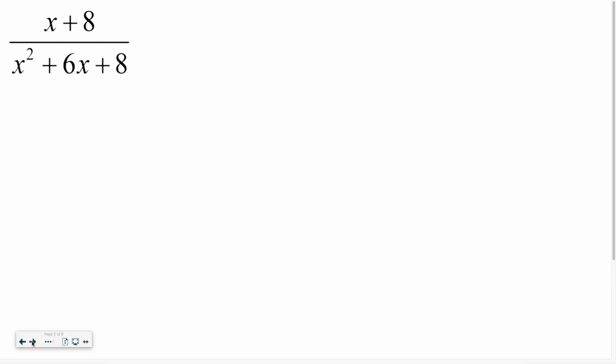Okay, so this was our problem of the day. x plus 8 over x squared plus 6x plus 8. And we factored the denominator to x plus 4 times x plus 2. And we broke this up. You know what, I'm going to rewrite it. Okay, we factored it. And then we broke it up to A over x plus 4 plus B over x plus 2.